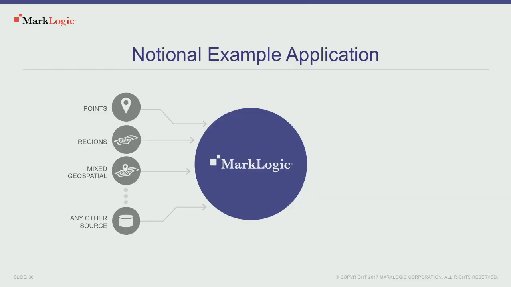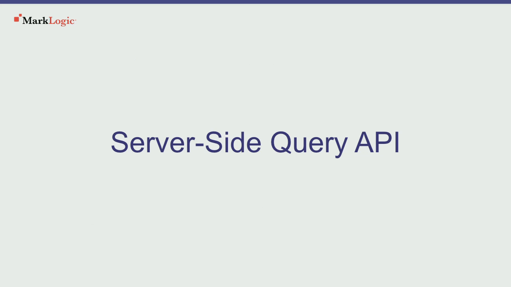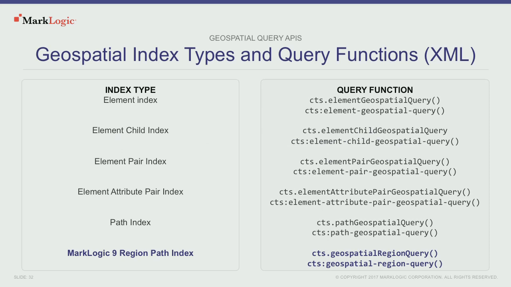So again, going back to this diagram showing where we are. We've had our data, we've converted it, transformed it, put it into MarkLogic, and indexed it. So now we want to talk about how to search it. I'm going to start with the server-side query APIs. Every index that we have has a corresponding API function to query it.